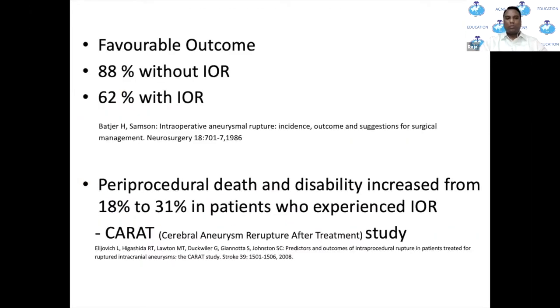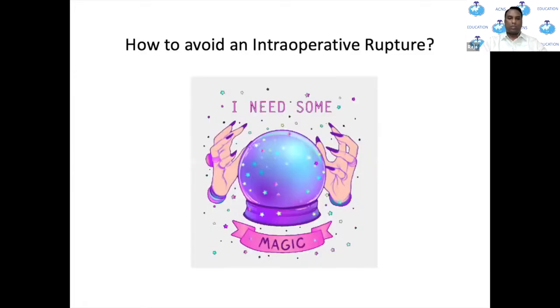Now, we always know that intraoperative rupture mostly has a bad outcome. In this article by Sampson and Bayer, they mention that without intraoperative rupture, the favorable outcome is 88%, where it decreases to 62% with intraoperative rupture. And also in the CARET study, they noted that periprocedural death and disability increased from 18% to 31% in patients who experienced intraoperative rupture. So how to avoid an intraoperative rupture?